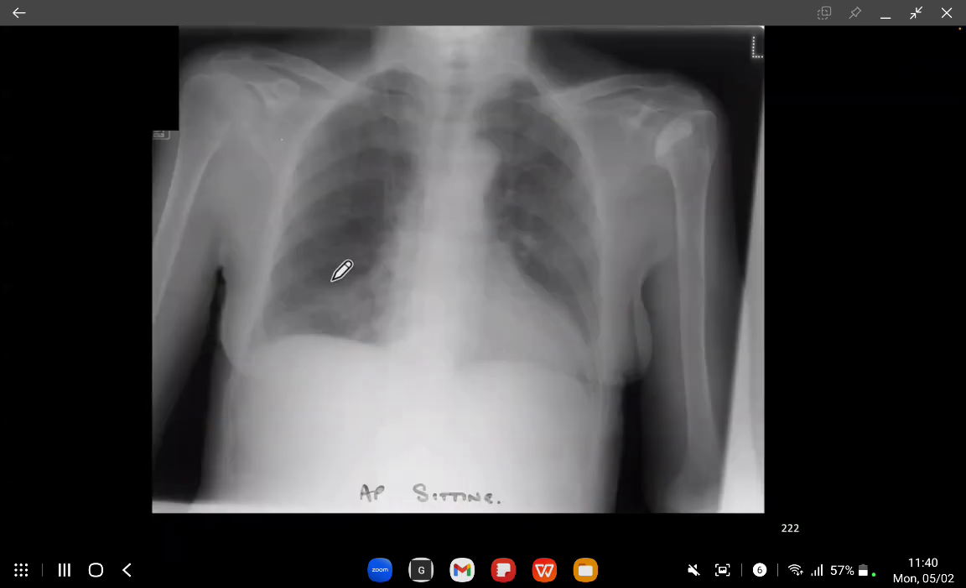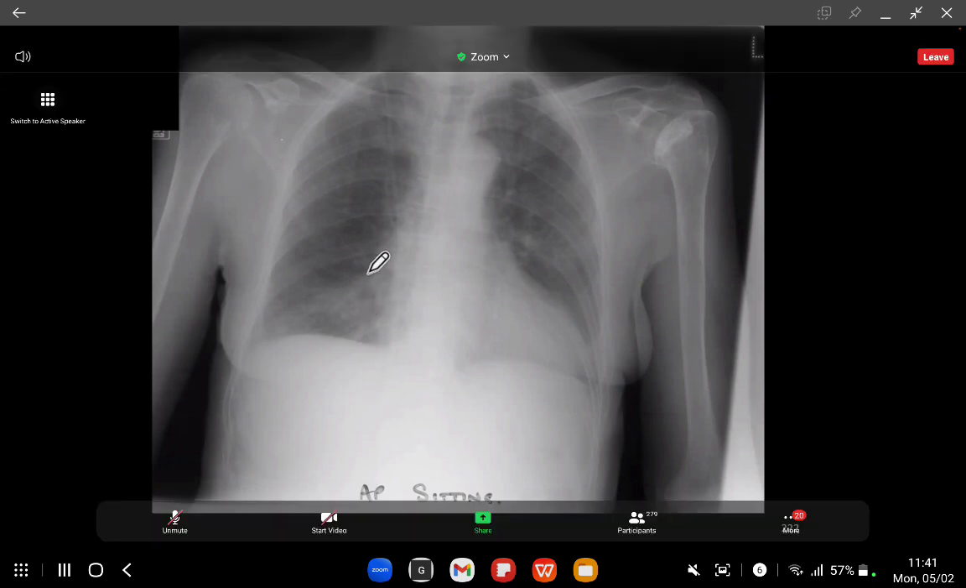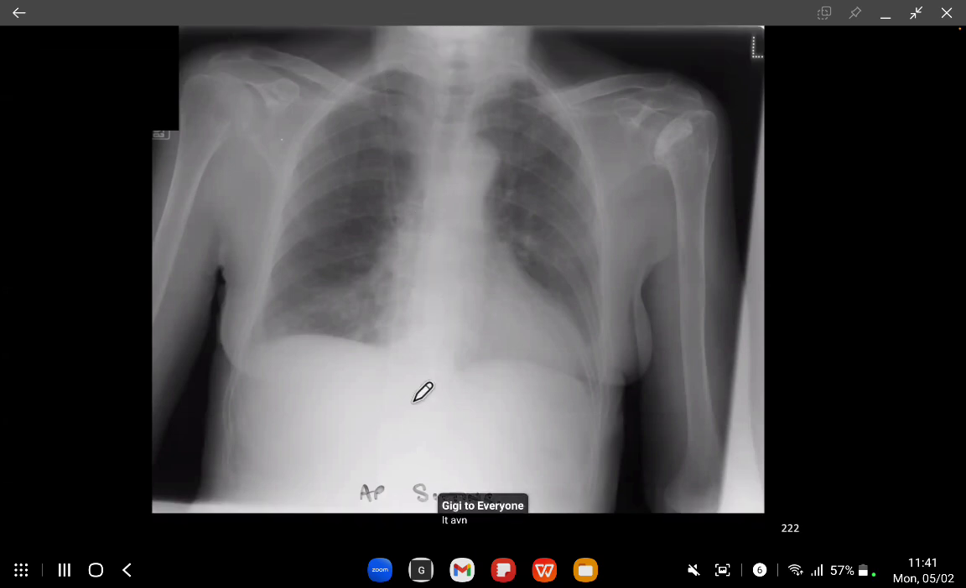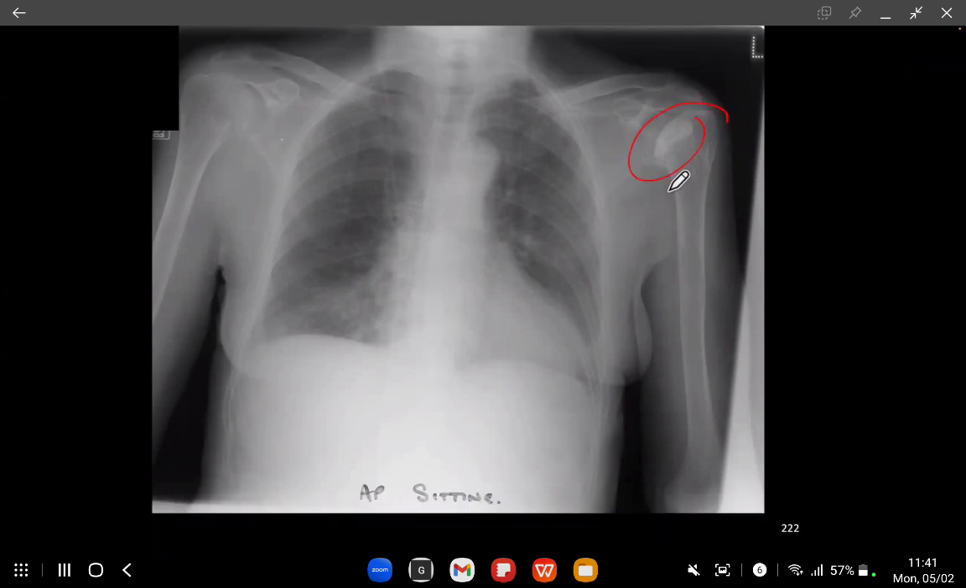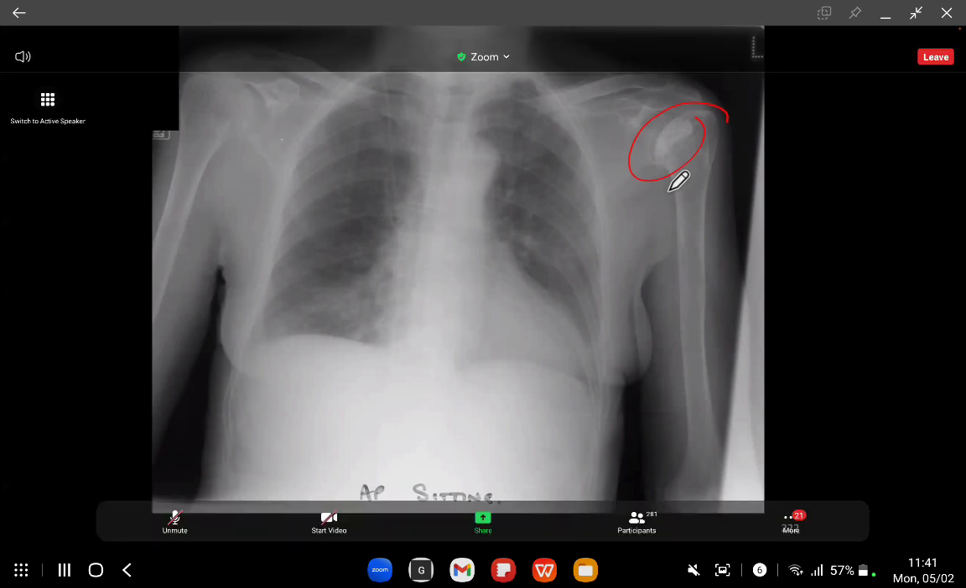Asthmatic on steroids, there's some middle lobe collapse or consolidation just here. That looks to me like a VP shunt. And we've got avascular necrosis, probably caused by steroids, secondary to asthma.